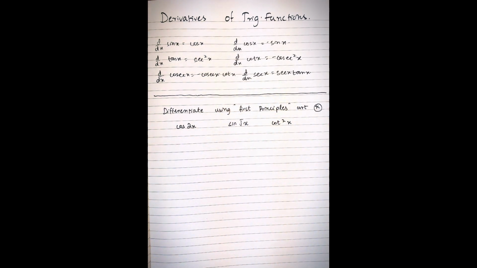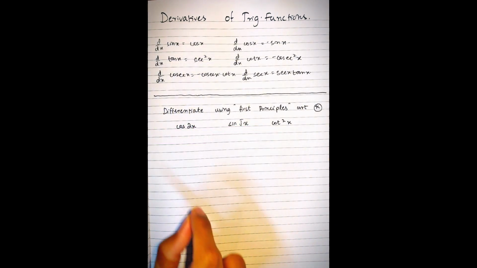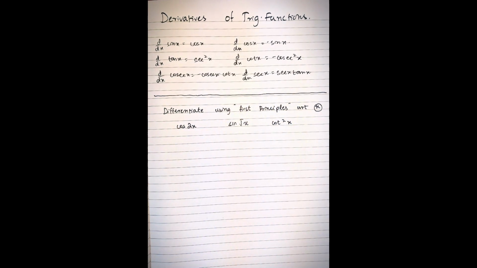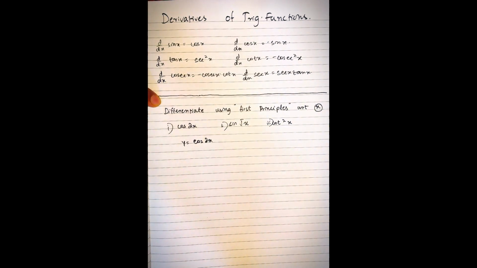Now what is the first principle method? You can check out this video if you do not know what the first principle method is. This is the very first video of this playlist, the differentiation playlist. We have to differentiate cos 2x with respect to x using the first principle method. y is equal to cos 2x. Now let's just begin.